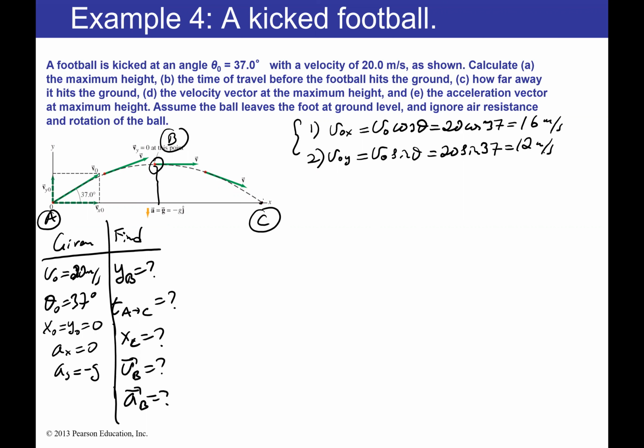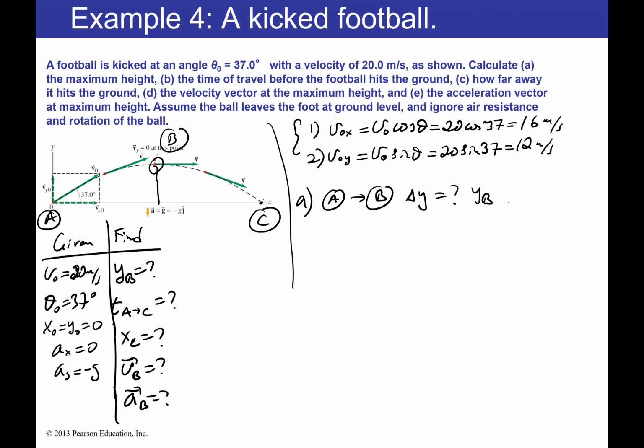That means I have my initial velocities in the y and x direction. One thing to remember is that the velocity in the x direction will never change. Right? It's always going to remain constant. But in the y direction, it's going to change. So right now, for part A, I want to go from point A to point B, and I want to find basically my delta y, right? What is the y position of B?